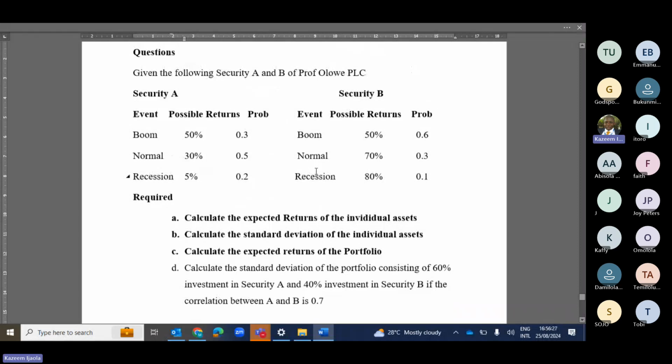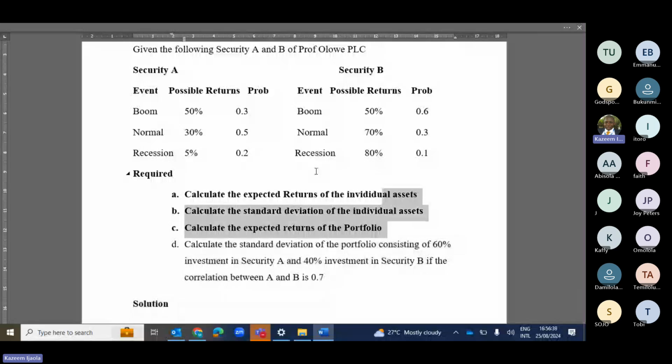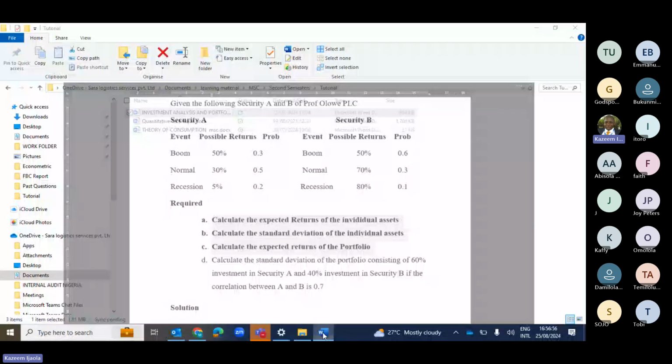Based on what I have done, is there somebody that does not understand this A, B, C part? One thing I noticed is that this portfolio question is the way we can easily get easy marks. Is there someone that does not understand what we have done so far? If you do not understand, kindly speak now. If no one is speaking, I will assume it is clear to everyone.